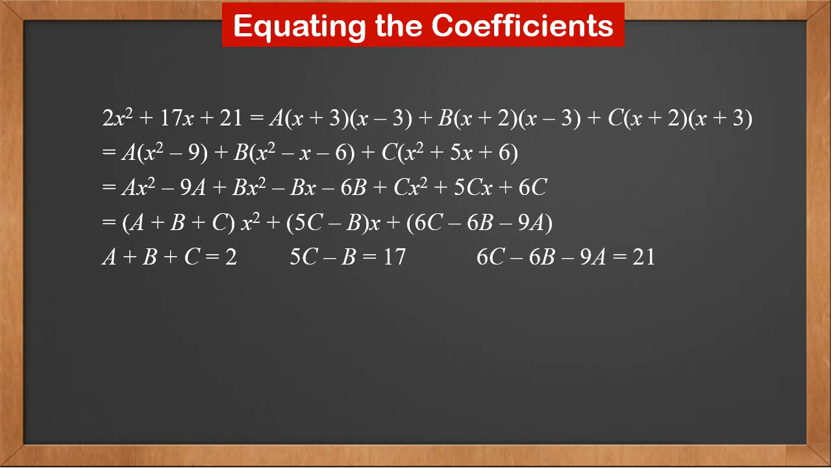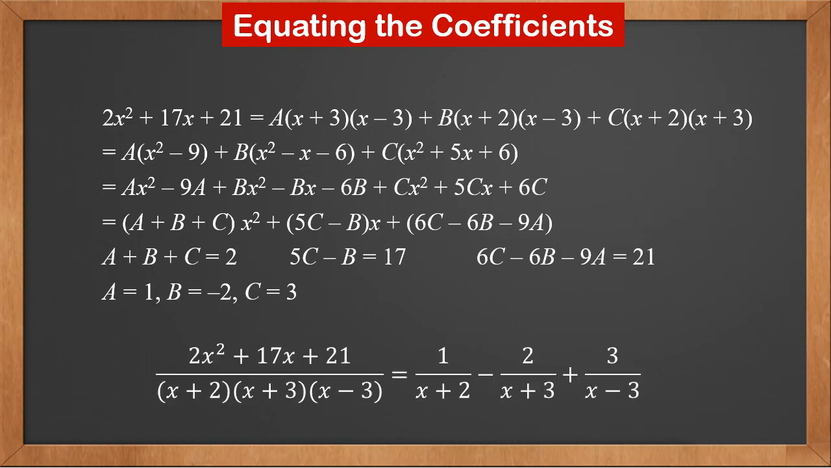Equating the coefficients, we get A plus B plus C equals 2, 5C minus B equals 17, and 6C minus 6B minus 9A equals 21. Solving these three simultaneous equations, we get A is 1, B is minus 2, and C is 3. We get the same result. You can see this approach is usually more complicated than substitutions. Therefore, we prefer substitutions.